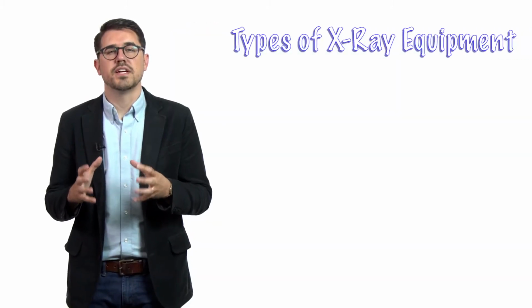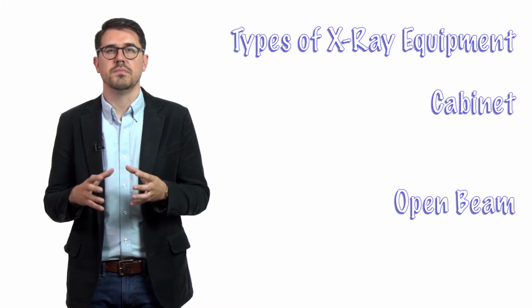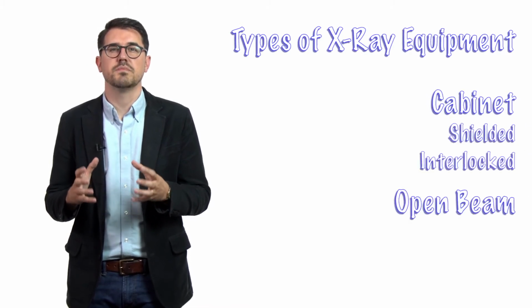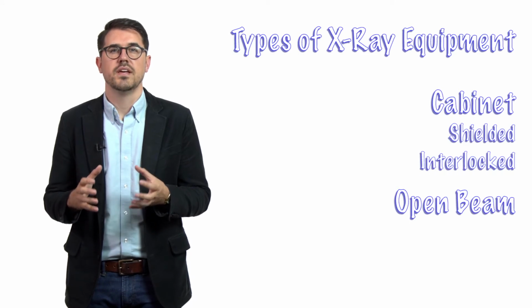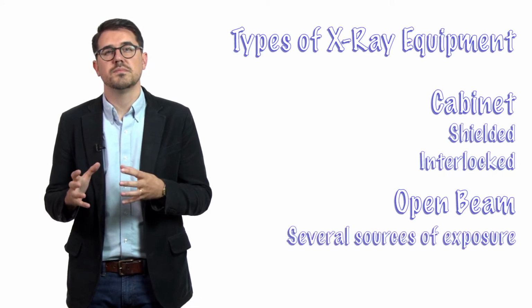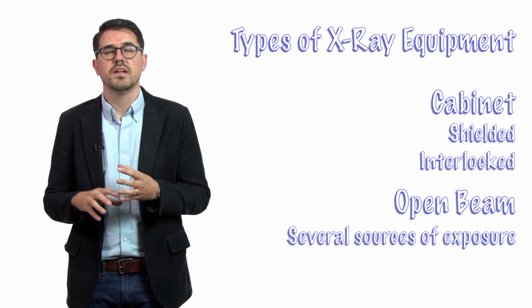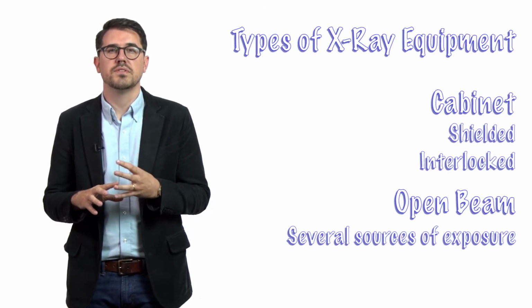There are two types of X-ray systems, cabinet and open beam. Cabinet systems are shielded and interlocked to prevent exposure during normal operation. In contrast, open beam systems have several sources of exposure, including the primary beam, secondary emission off of samples, and diffracted rays from crystals.